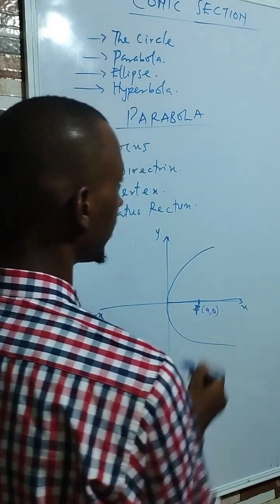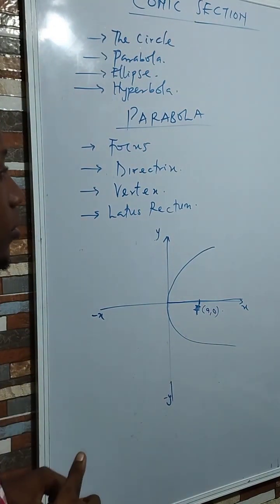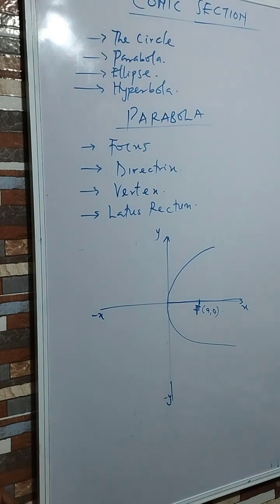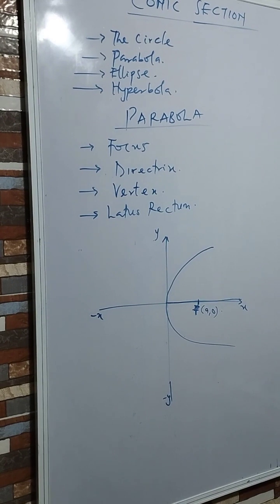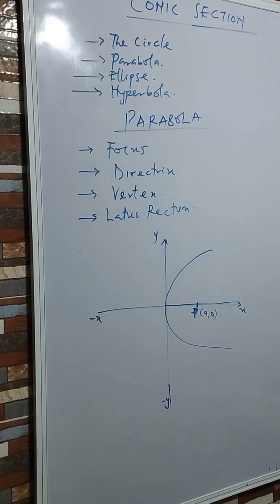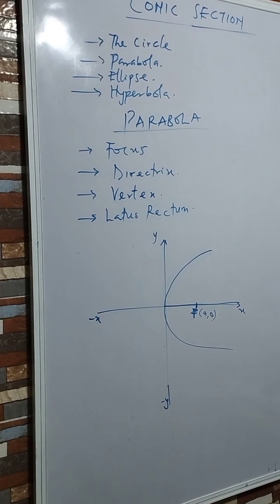Now, to have understood this simply means that if you are now asked what a directrix is, it is a line perpendicular to the axis of the parabola, which does not touch the parabola. I will say that again. The directrix of a parabola is a line that is perpendicular to the axis of the parabola, which does not touch the parabola.